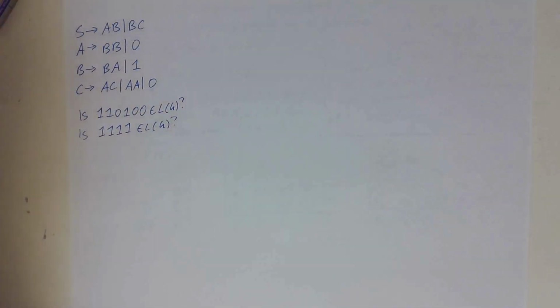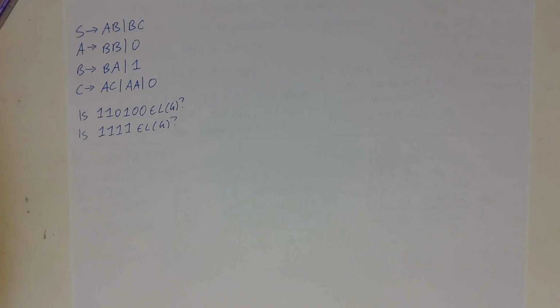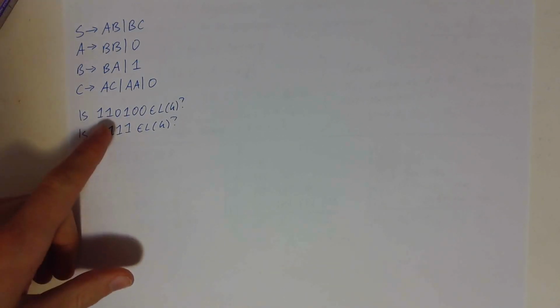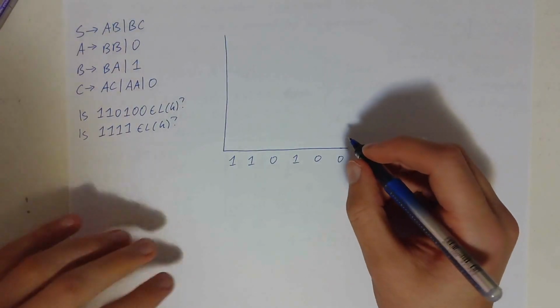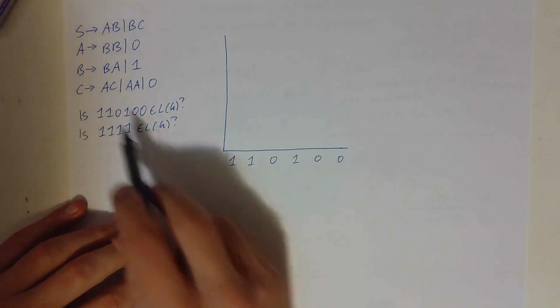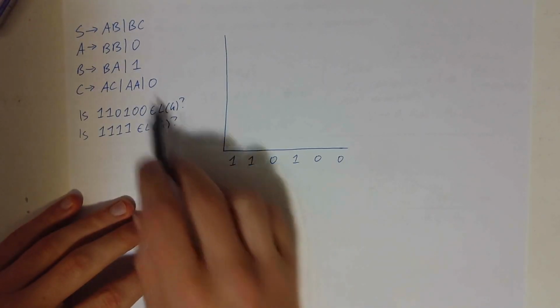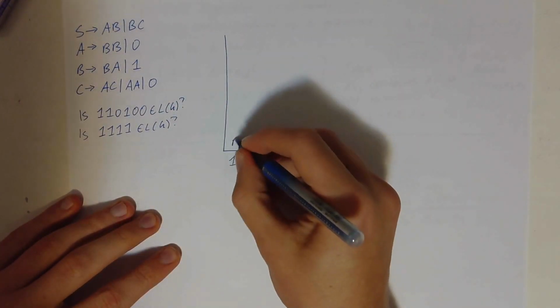Okay, so now we're going to do a slightly trickier example of running the CYK algorithm. We've got this new grammar here in CNF form, and we want to check if these two strings are in the language or not. So let's look at this string. We'll set up our table as we did before. First we write all the non-terminals that can directly produce 1. It looks like only B can do it.